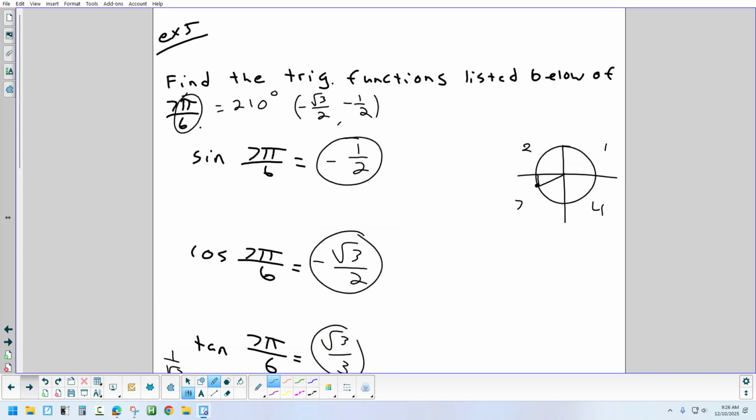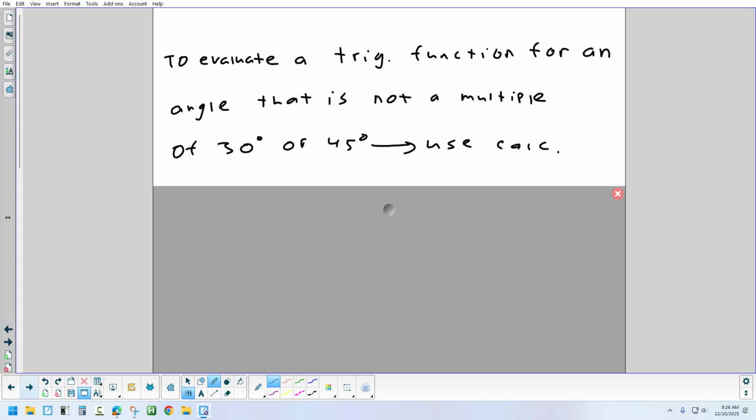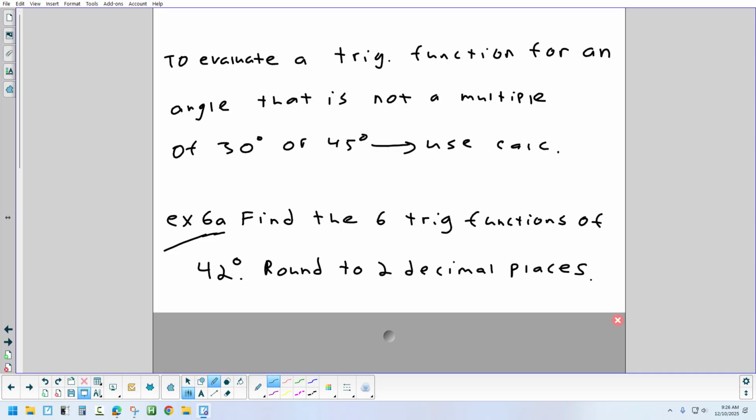Okay, so unit circle trig works great when you have angles that are multiples of 30 and 45. It also does work for multiples of 15. Okay, we didn't do the 15 and the 75. You can, but we don't have enough information yet about trig to do that. So we'll come back to the 15s and 75s in probably a couple months.